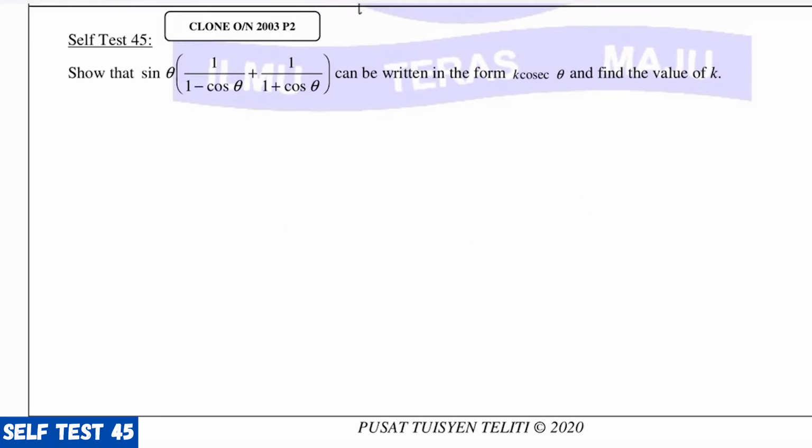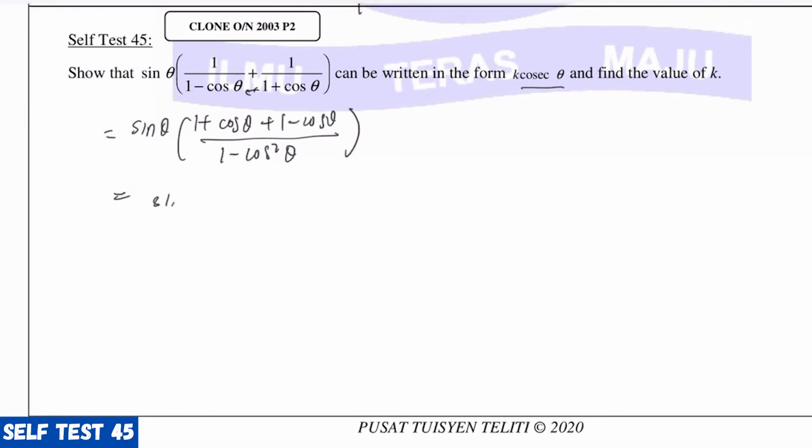Okay, let's move on to self-test 45. Now I can see that I need to simplify this whole expression to this form, k cosecant theta. So maybe we just keep the sine, don't do anything with the sine. Simplify the fraction, the bracket, first. This is 1 plus cos plus 1 minus cos. And these two put together is 1 minus cos square. Guys, I cut short my working. You already know this. We can multiply together. This is in the form of a minus b, a plus b. When you expand, it's a squared minus b squared.